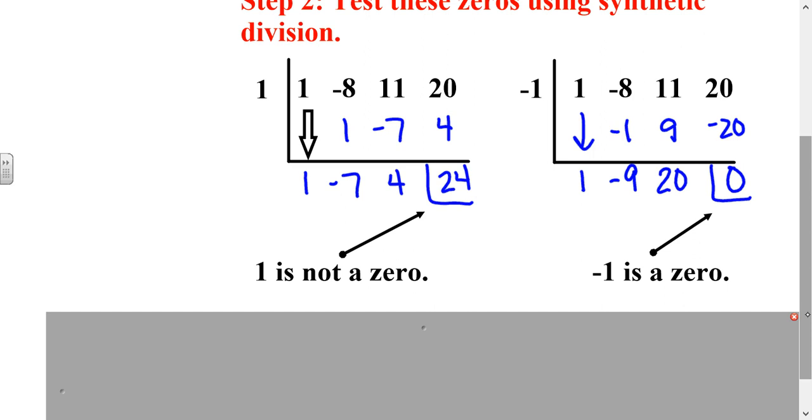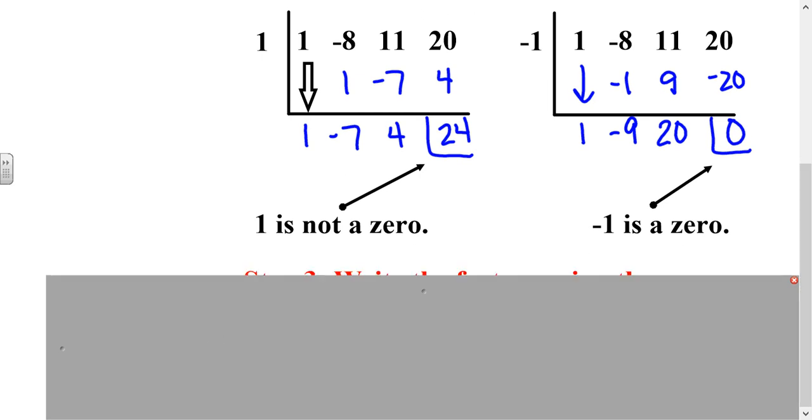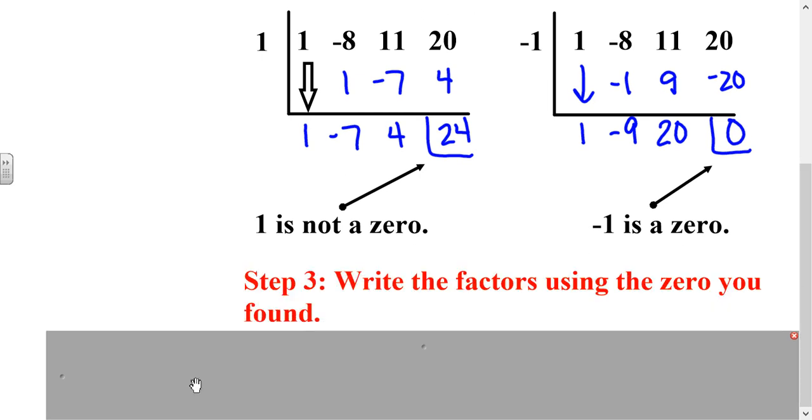So what I have to do with that is write down the factors using the 0 that I found. So if negative 1 is my 0, then my factor would be x plus 1. Because if I set x plus 1 equal to 0, I get negative 1 as the answer. So your factor and your 0 are always going to be opposites of each other.